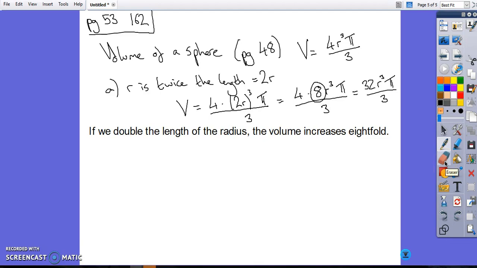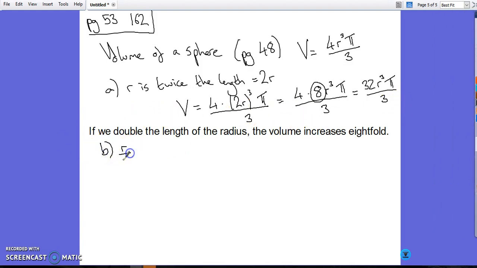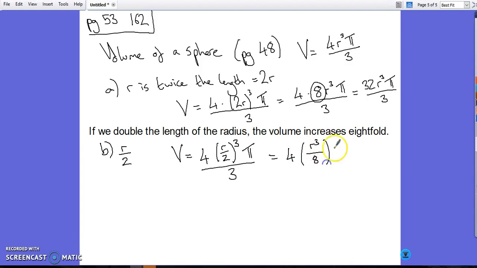Then B says, what happens if we halve r? So this time, instead of working with 2r, we're working with r over 2. So V is equal to 4 times (r over 2) cubed times pi, which is 4 times r cubed over 8 times pi. And rather than having this double fraction, I can put this in brackets and say this should be all divided by 3.